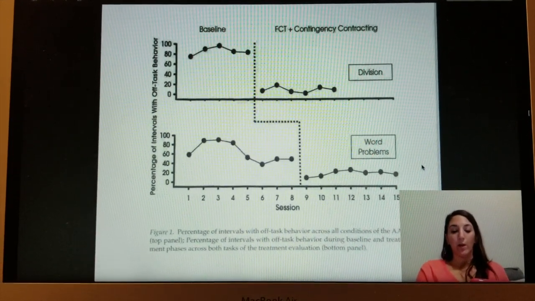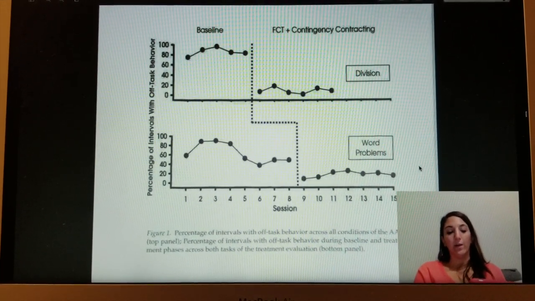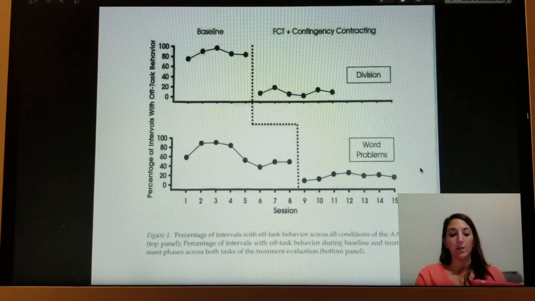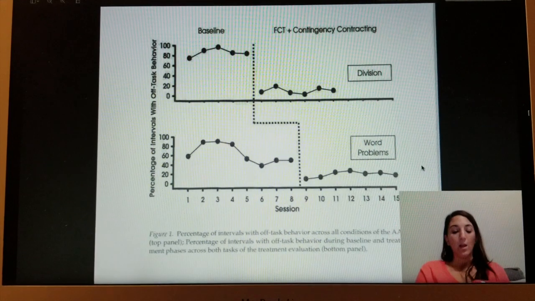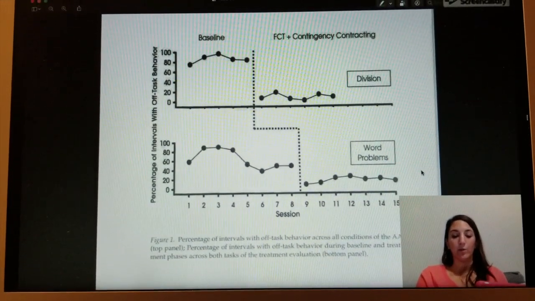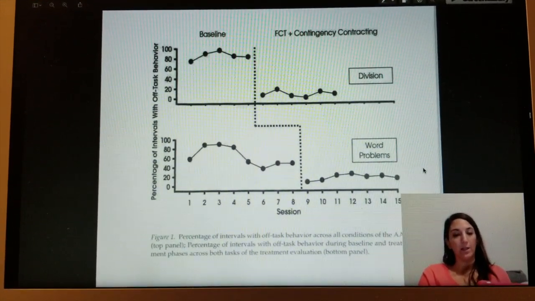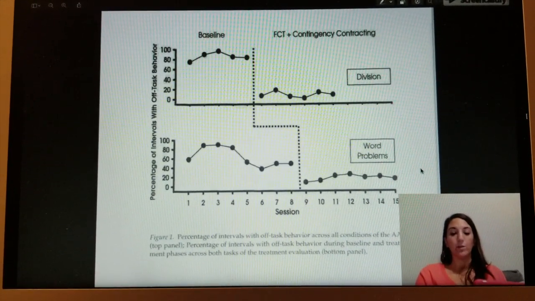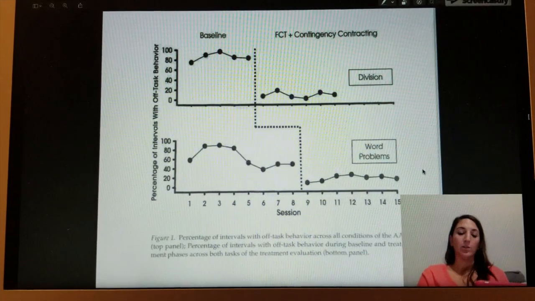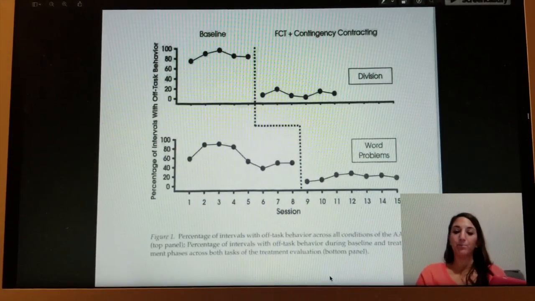But there were several areas to improve upon, especially the fact that the authors did not include any detail related to the replication of the study or the verification. Another prominent limitation was that the functional relationship between the dependent and independent variable was unclear because researchers implemented both the FCT and contingency contract at the same time.